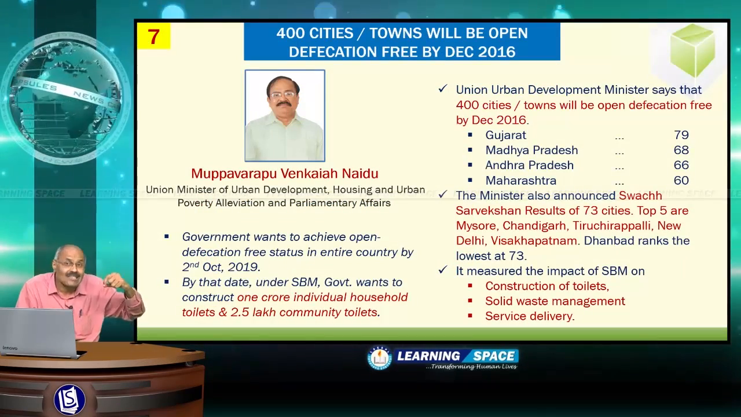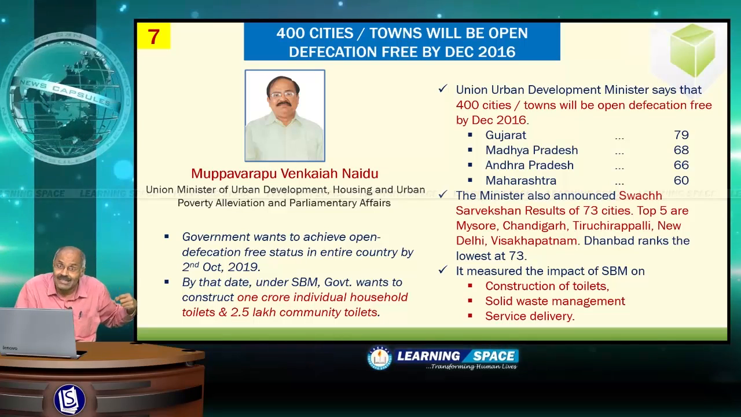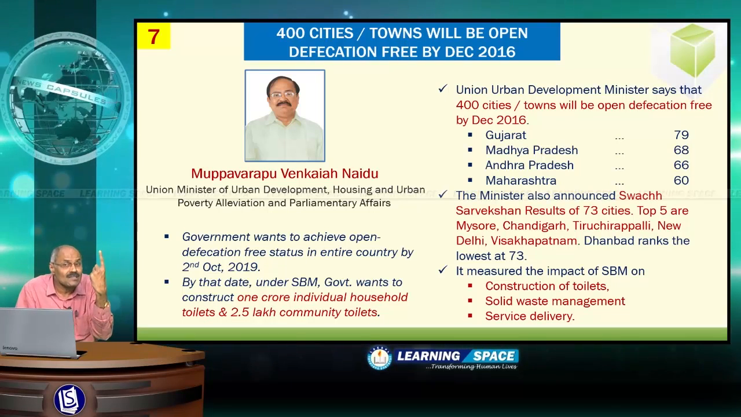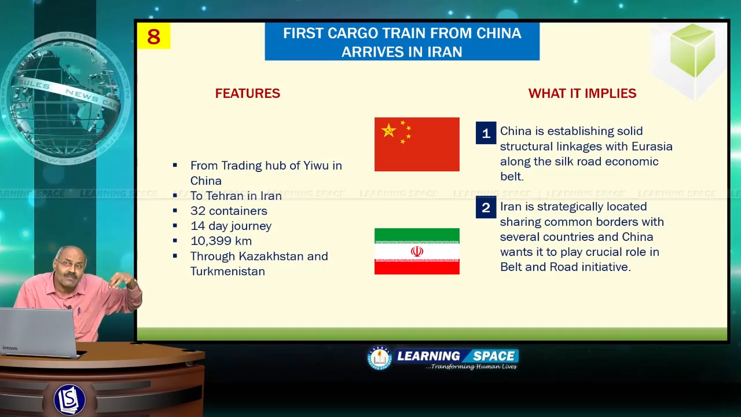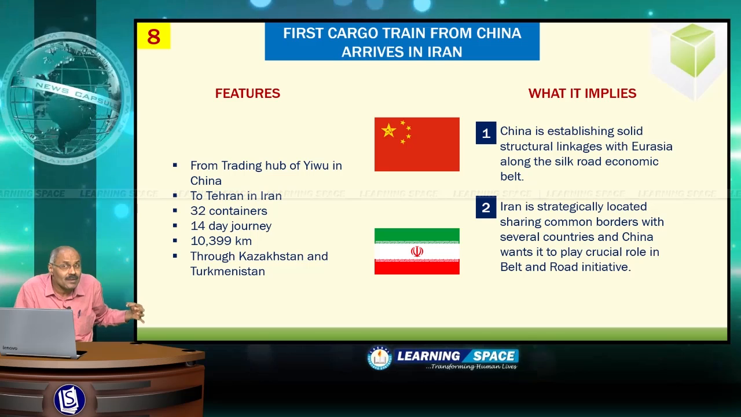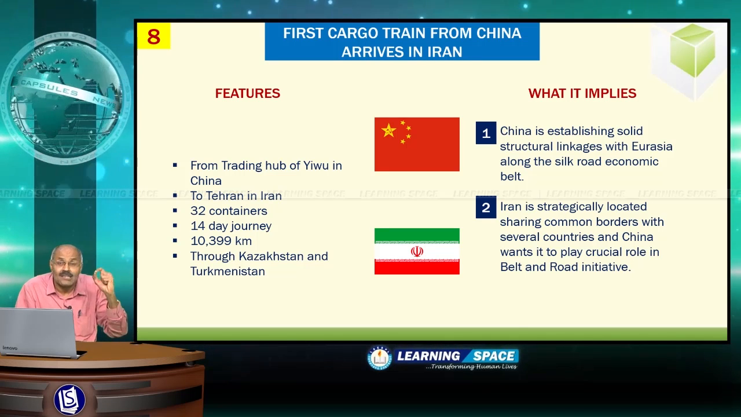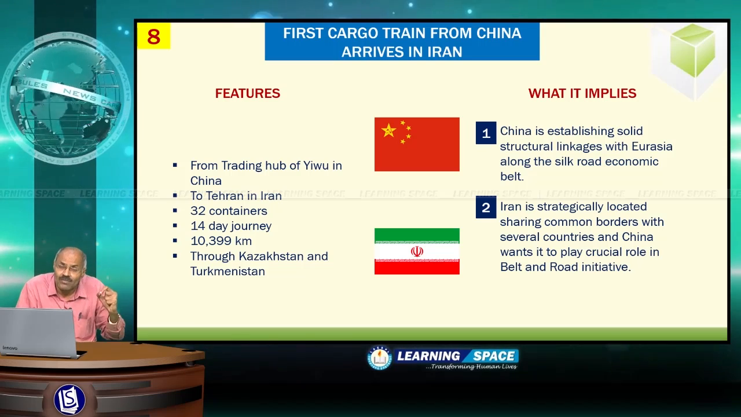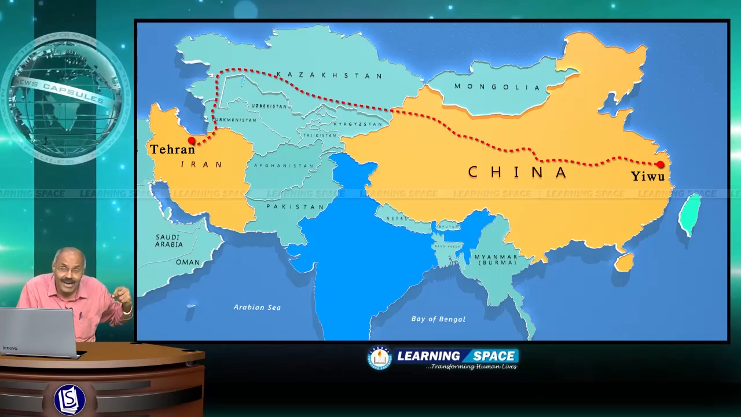Then 400 cities or towns will be open defecation free by December 2016, the government stated. Sikkim is the first state to be open defecation free. Please don't forget. First cargo train from China arrives in Iran. Please look into this slide. You can probably infer that China is pushing aggressively for its One Belt, One Road initiative, right?